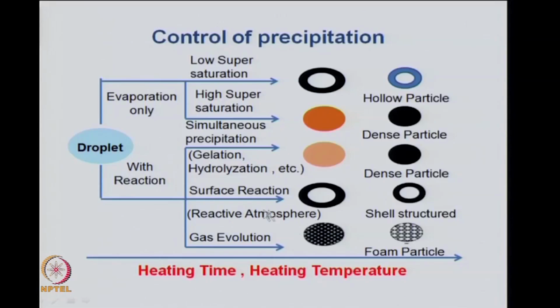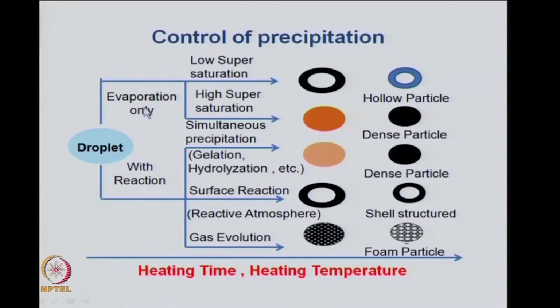So, this is possible when some reaction leads to evolution of gases, and those gases when they come out make these porous structures which form a foam. So, depending on how you control the precipitation from the droplet, you can get shell type of structures or dense particles or particles with porosity which are three dimensional in nature, and hence these are called foams. So, all this can be done by properly controlling the precipitation.